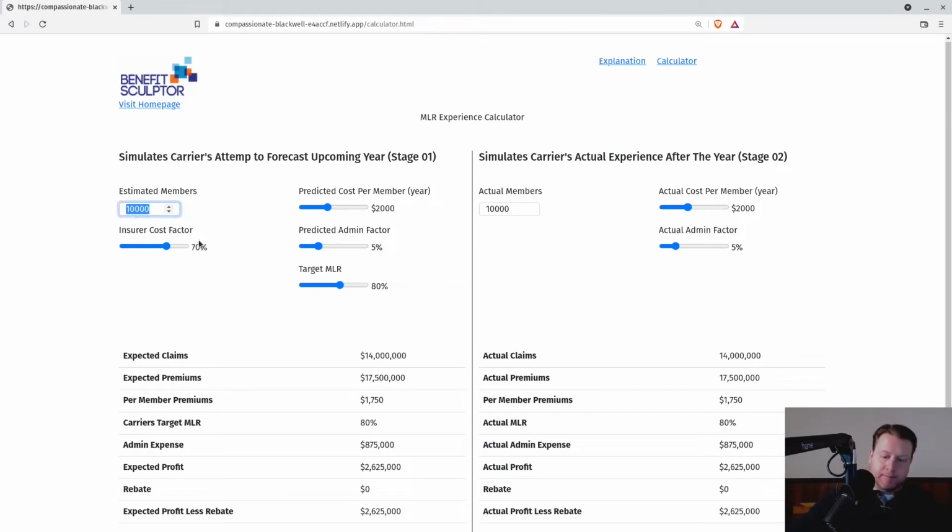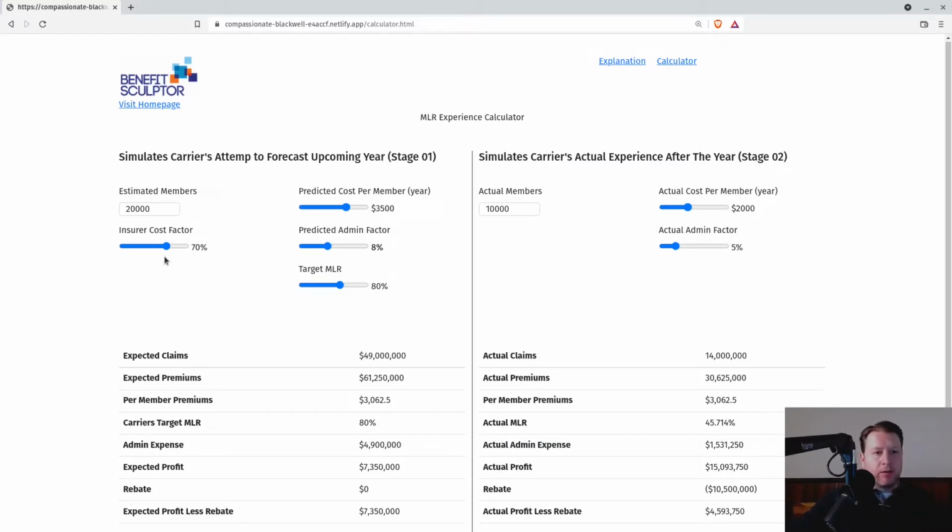Anyway, restore our factors here. So what we have is based upon these values, and I think we had it at about 3,500 for a member predicted cost. It doesn't really matter; it'll scale. So what we're saying here is that based upon these assumptions, we would have expected claims of 49 million. So we're insuring 20,000 members, average cost of $3,500 per member. So the expected claims are going to be 49,000.